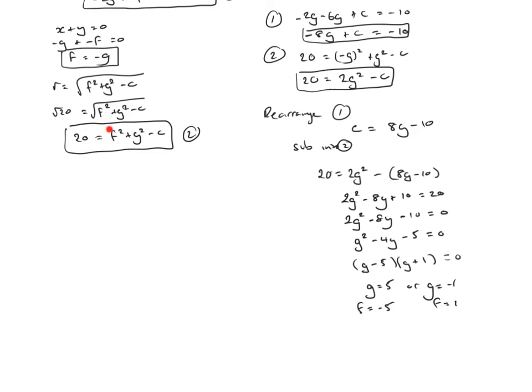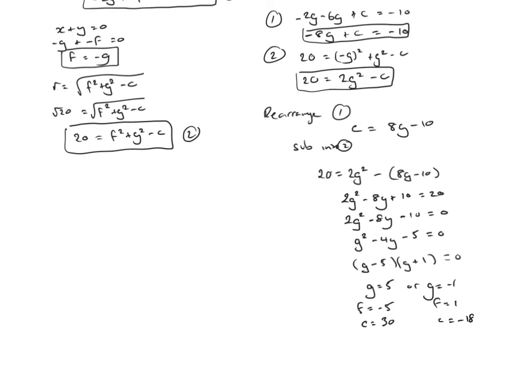And the only other thing now that we have to work out is c. And once we've got all of them, we can stick them into the equation of the circle. We're told here that c is equal to 8g minus 10. So for the first one, 8g is 40, 40 minus 10 is 30. So the c for this one is equal to 30. I'm going to do exactly the same for this one over here now. So 8 by g, so this is 8 by minus 1, that's minus 8, and minus 8 minus 10 gives you minus 18. So this c is going to be equal to minus 18.